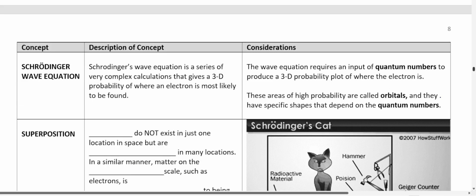The next scientist was Schrödinger, and Schrödinger contributed to the wave mechanical model by producing a wave equation, which is a series of very complex calculations that will plot or give a three-dimensional probability plot of where an electron is most likely to be.